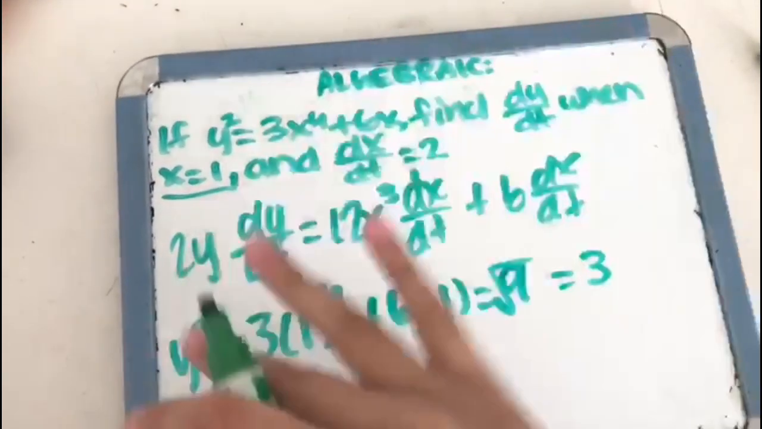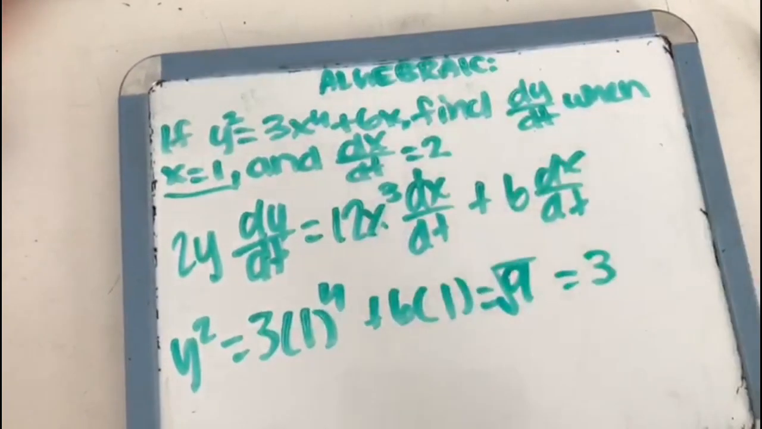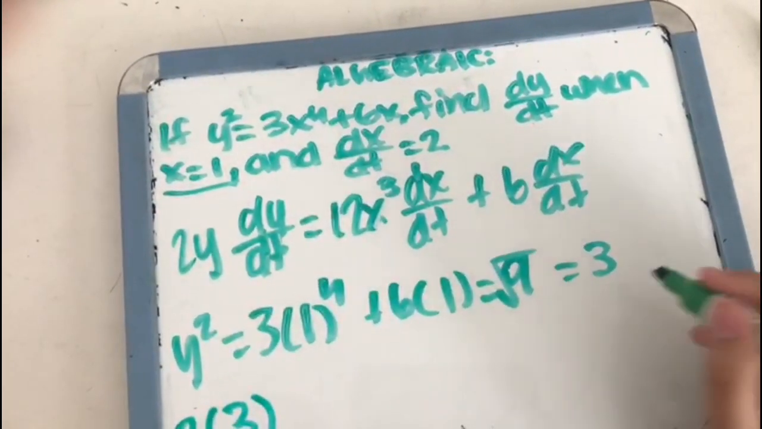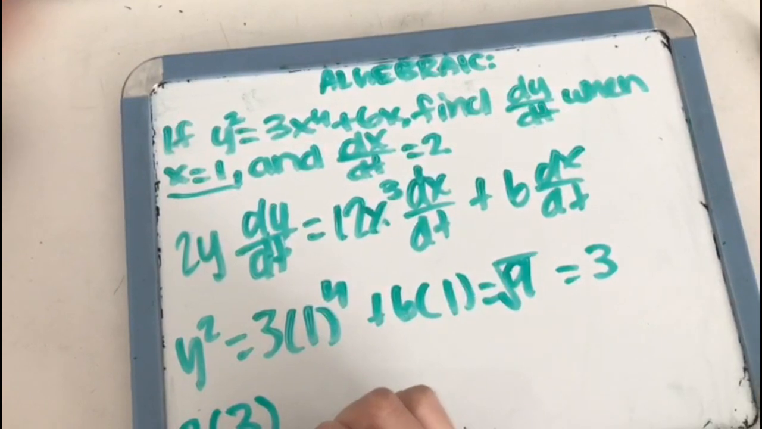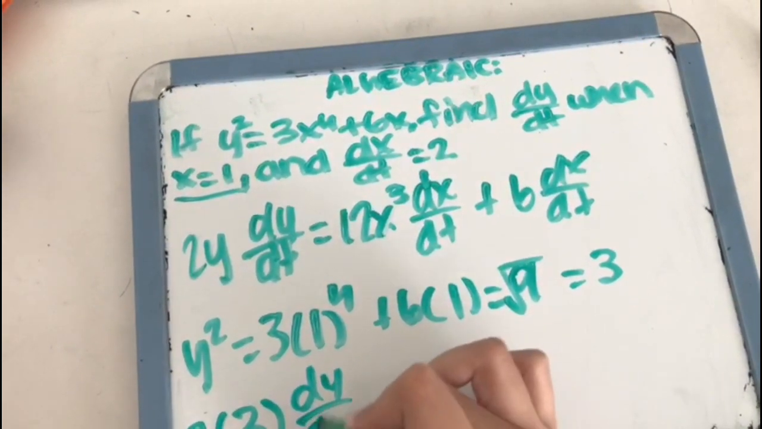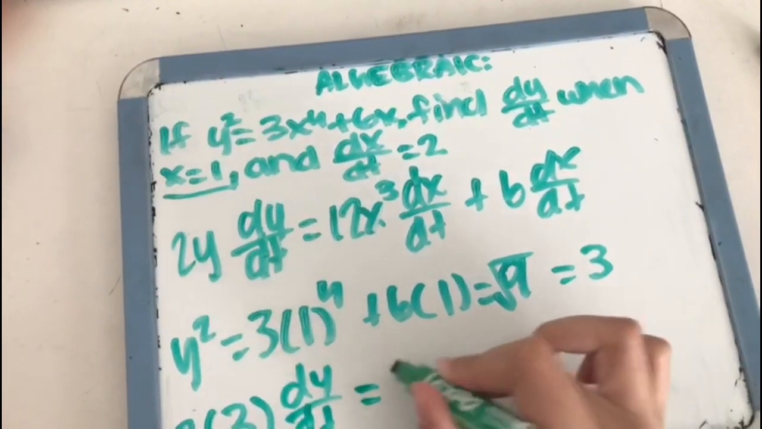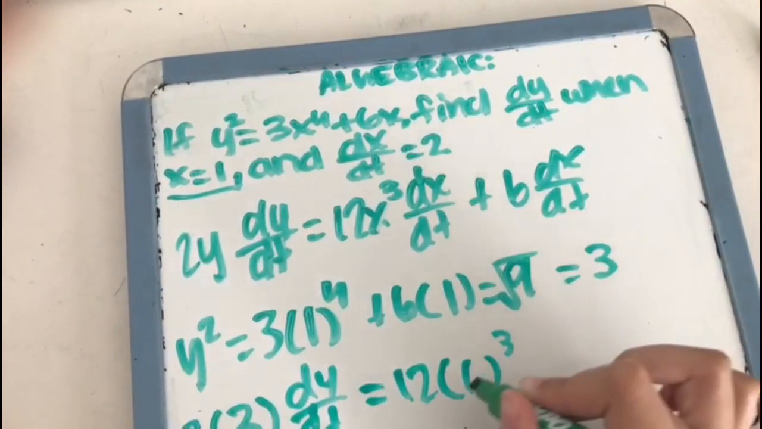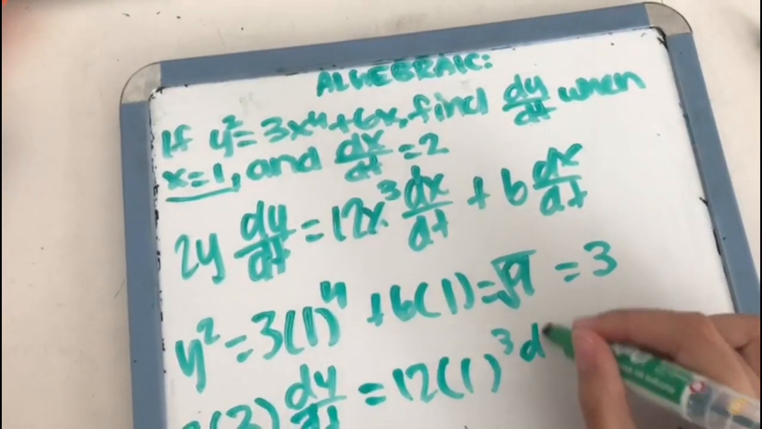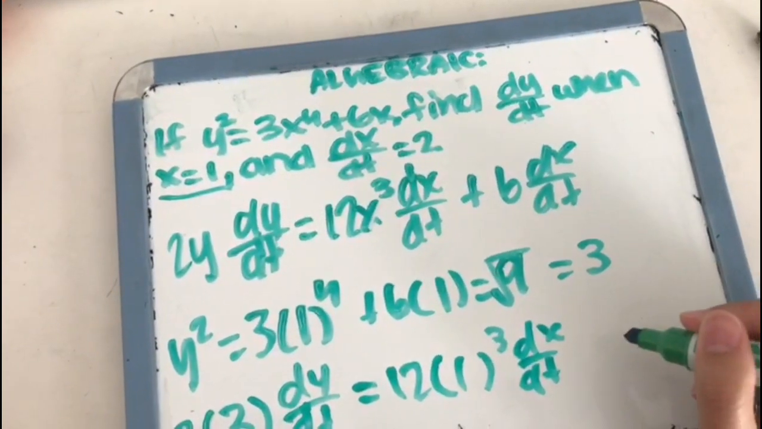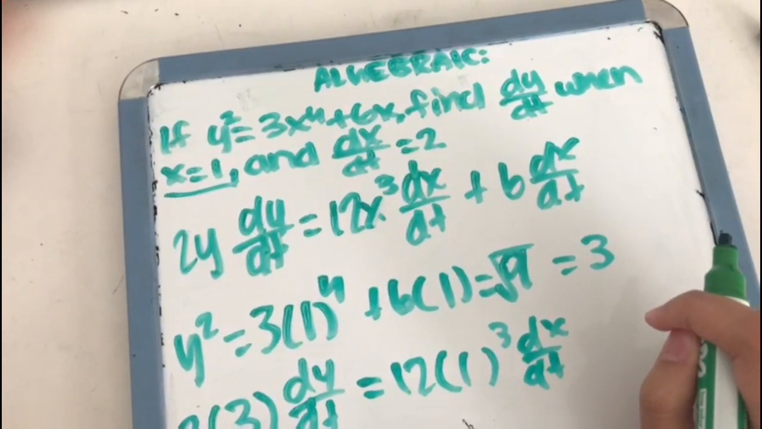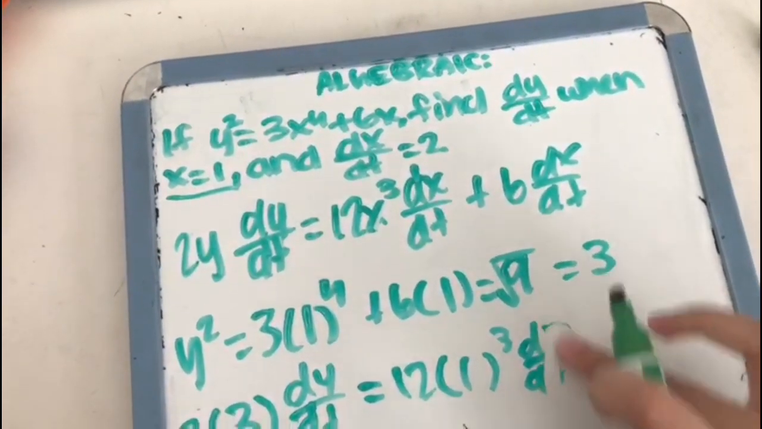And then let's try substituting that again into the formula. So it'll be 2 times 3, because y is equal to 3, right? So that's why we use y as 3, okay? And then dy/dt equals 12 times 1 cubed times 3. Now we use 1 because x is equal to 1. Dx over dt, oh wait, my bad. That would be equal to 2, wouldn't it? I think that would equal 2. My bad, guys. Oopsies.